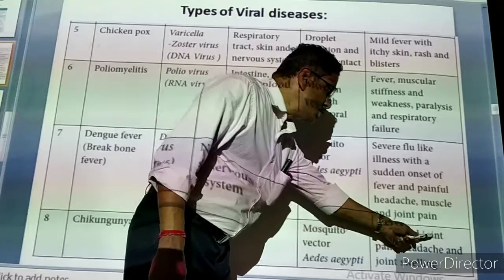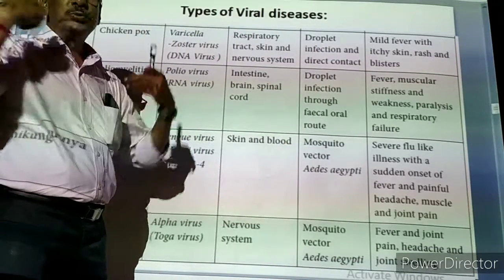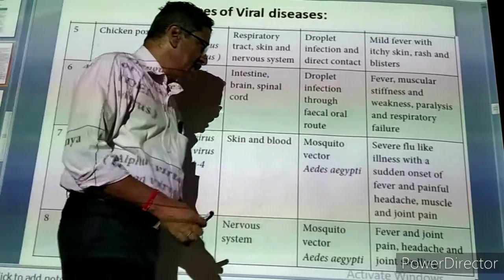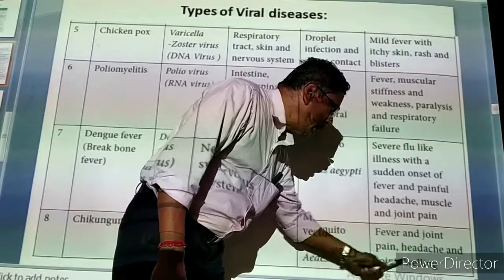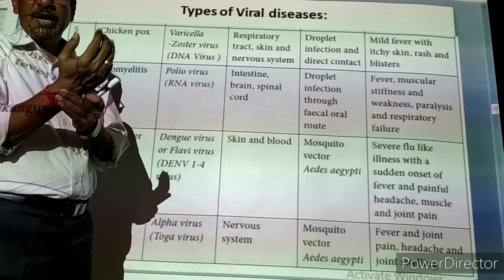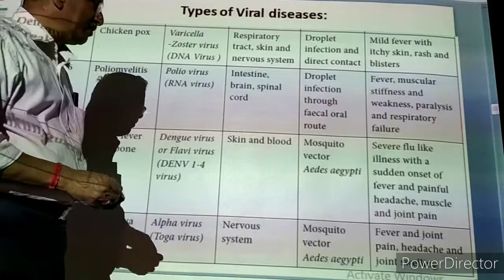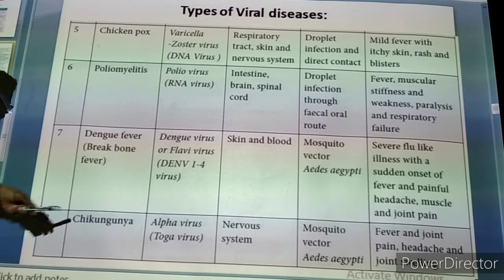Fever will be there, joint pain. Wherever the bone joints are there, like wrist, elbow, shoulder, knee, ankle, everywhere, severe pain will be there, headache will be there and joint swelling. Wherever the joint pains are there, that pained region in the joints, swelling will be there. It will be swollen. Now these are all the symptoms of chikungunya.